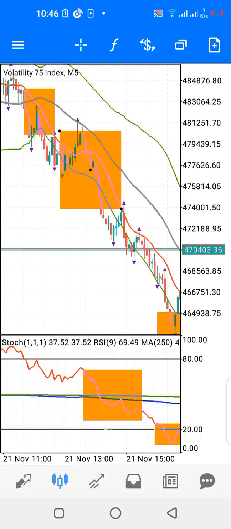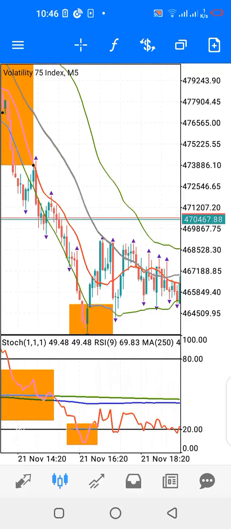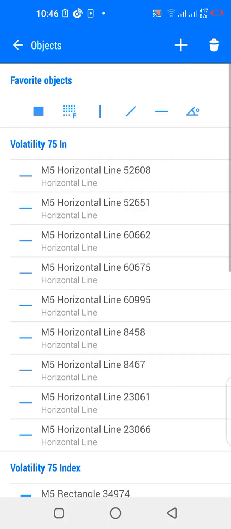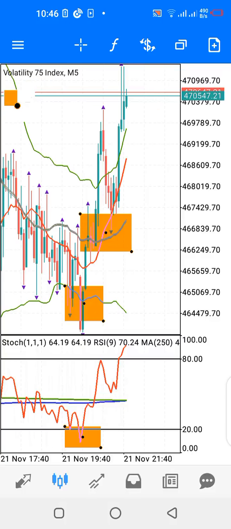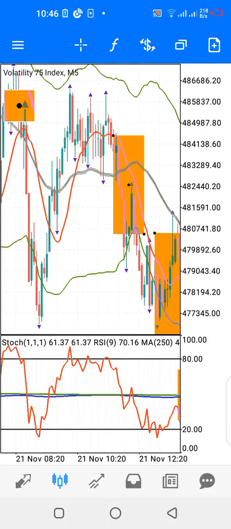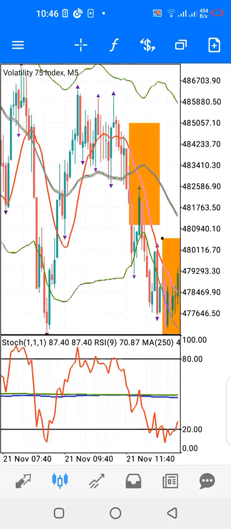So that's that. Don't forget the red line crossing. When it crosses up, like it has just crossed up here, you have to buy. When it crosses down, like the red line crossing down around here, you have to sell.